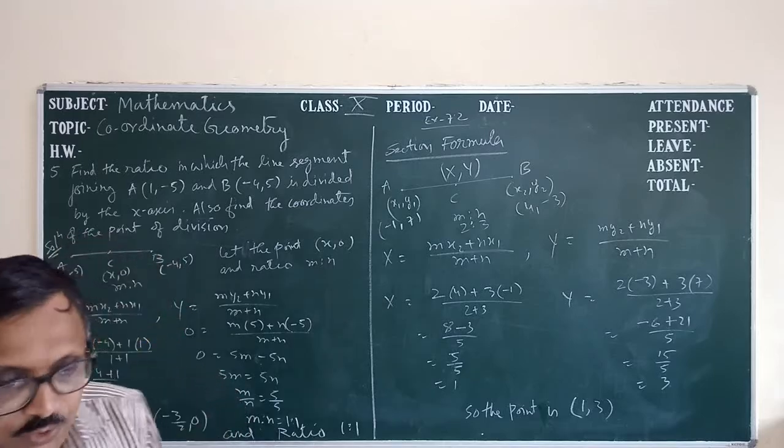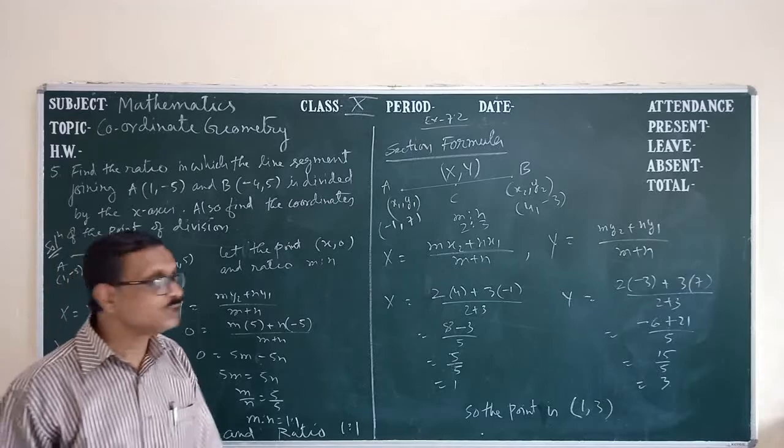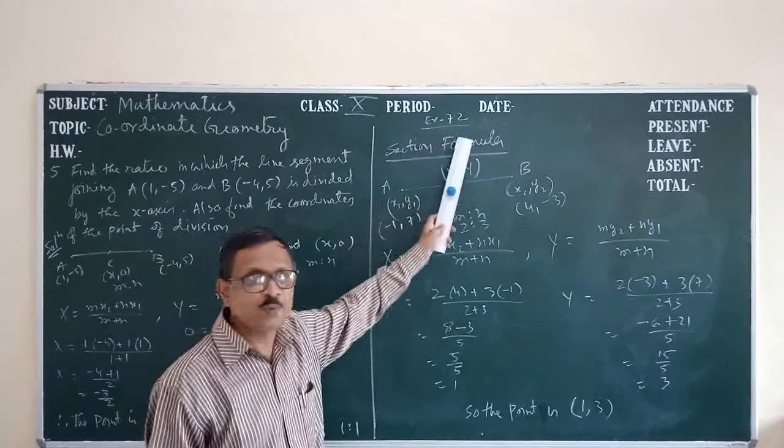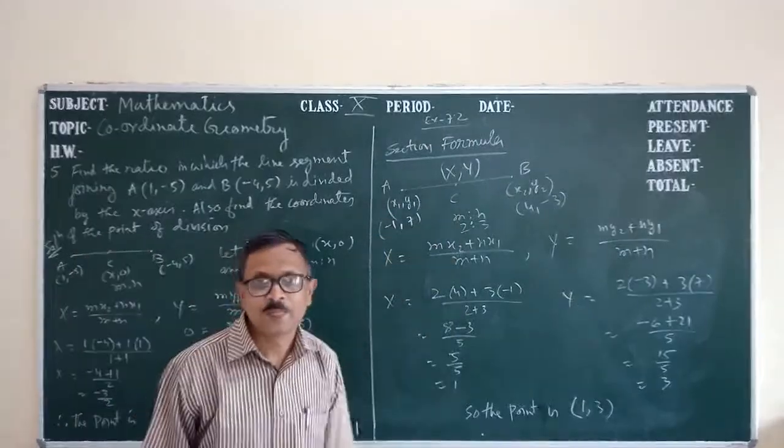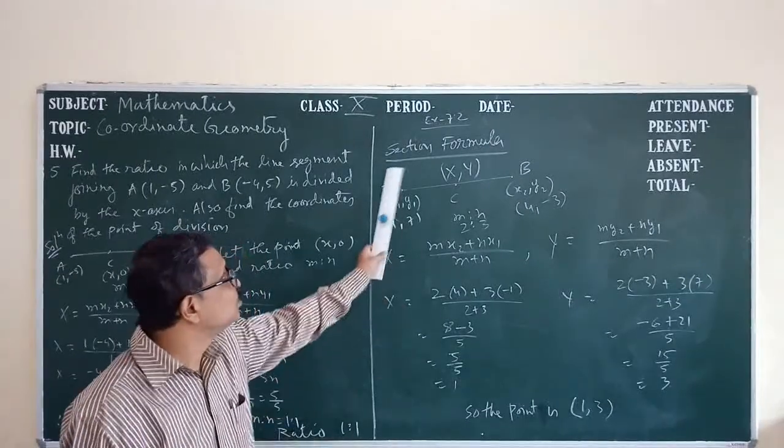Today I am going to teach you mathematics of class 10 and today's topic is coordinate geometry. In coordinate geometry, today we will solve exercise 7.2 section formula. Earlier we have done the distance formula, then today we will do the section formula.